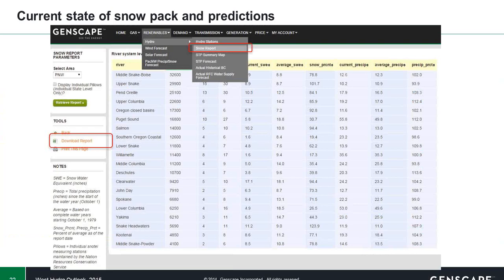So what you're looking at here is a screenshot of our actual WECC term product. It's in our renewable section under hydro and then snow. It's basically a tabular version of the map that we had on the prior slide, and it's sortable by column header. So what I did is I first sorted it by the relevant river basin size, and then I took a look at the current snow water equivalent relative to what the average is for the same time of the year. And then that data is easily downloadable into Excel.